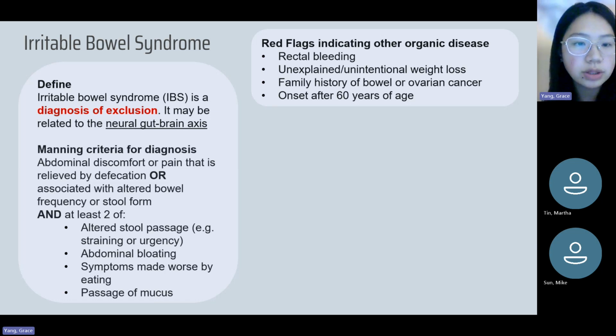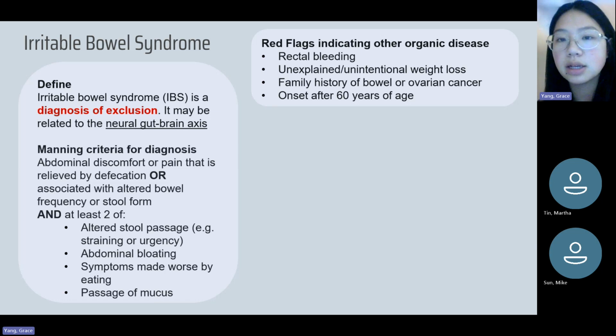And you need at least 2 of altered stool passage, like straining or urgency, bloating, symptoms made worse by eating, or passage of mucus in their poo. And the pain shouldn't be so severe that it wakes them up at night. The red flags that indicate a different sort of disease other than IBS are rectal bleeding, unexplained weight loss, which might indicate more towards IBD or celiac disease, any family history of bowel or ovarian cancer, and onset after 60 years of age.